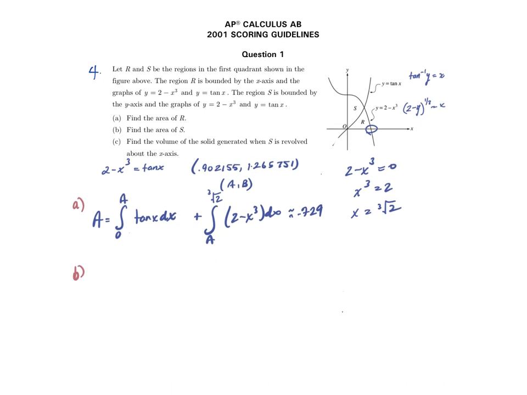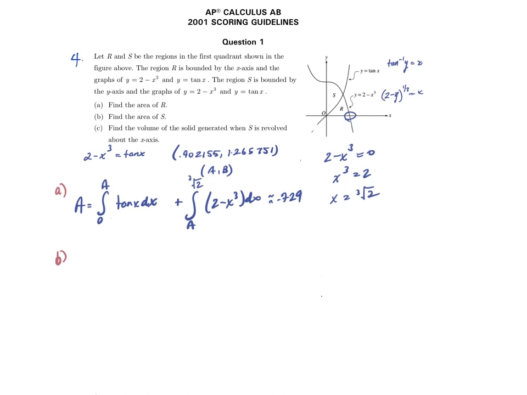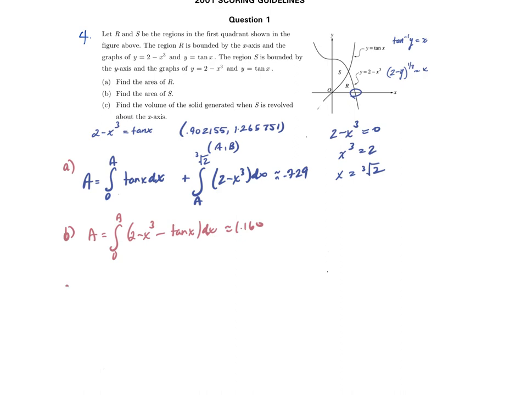So S, I believe we can do a little bit differently. You can literally do upper minus lower, because every point on this curve here is above up to this point here, which we found, right? We found the point of intersection. So for S, you can simply do from 0 to A. So then the upper curve, which is 2 minus x cubed, minus the other curve, tan of x, dx, and we can put this into our calculator. So you get that 1.160, okay? And then for C, find the volume when S about the x-axis.